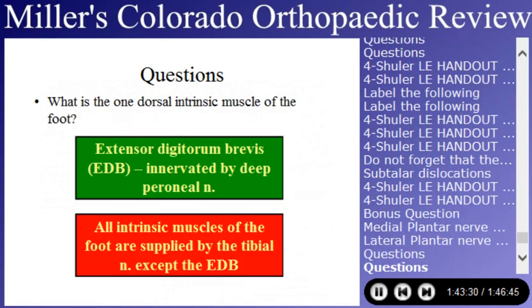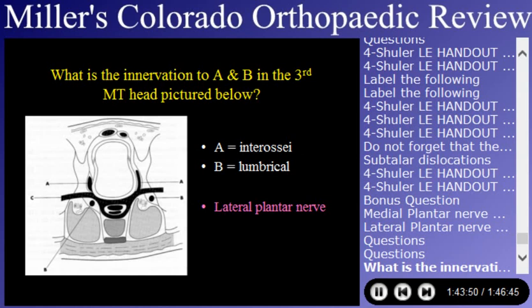What is the one dorsal intrinsic muscle of the foot? Intrinsic muscle that is dorsally located. Did you get it? EDB. Deep peroneal nerve innervated. All intrinsic muscles of the foot are supplied by the tibial nerve except that muscle. That's why it's important to know. Deep peroneal. Do not forget the innervation pattern, okay, to the interossei, which are labeled A. The B are the lumbricals, and the way they are innervated is by the lateral plantar nerve.